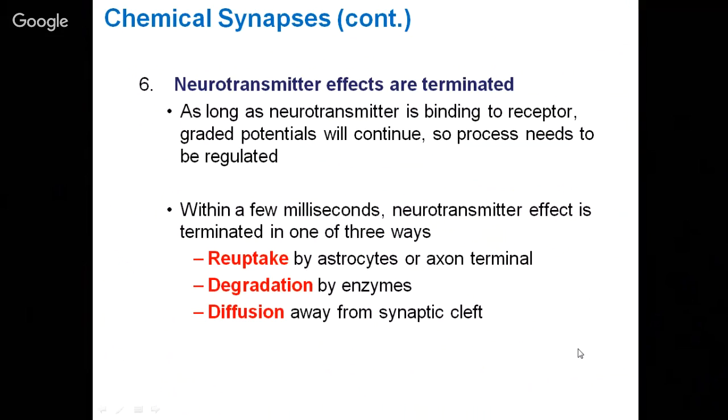And at the end, if the neurotransmitters kept binding to the receptors, the postsynaptic membrane gets stimulated, but there are ways to terminate this stimulation. It could be reuptake by astrocytes or the axonal terminal, or it could be degraded by enzymes, or it could diffuse away from the synaptic cleft.